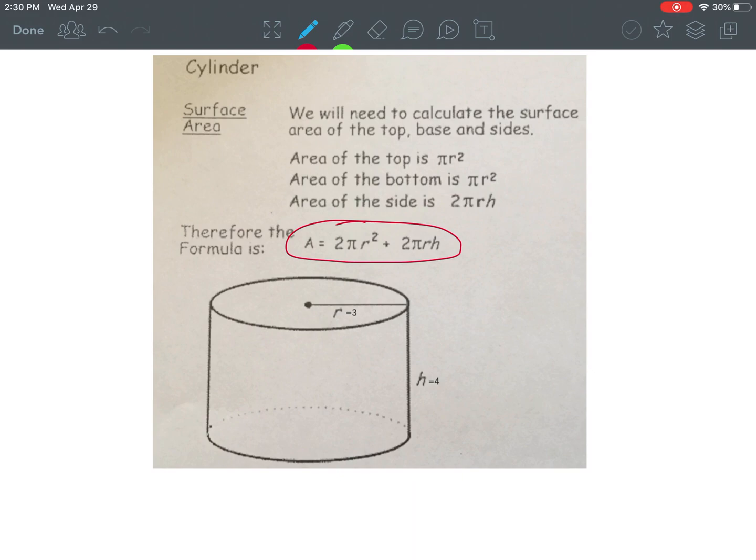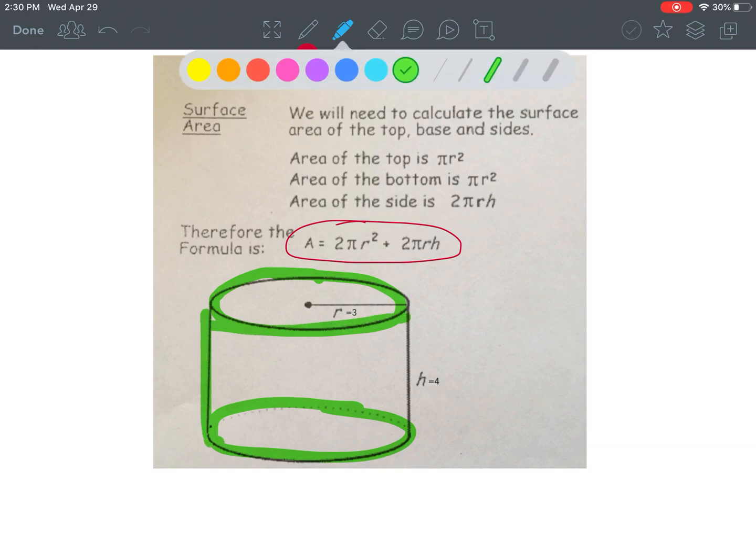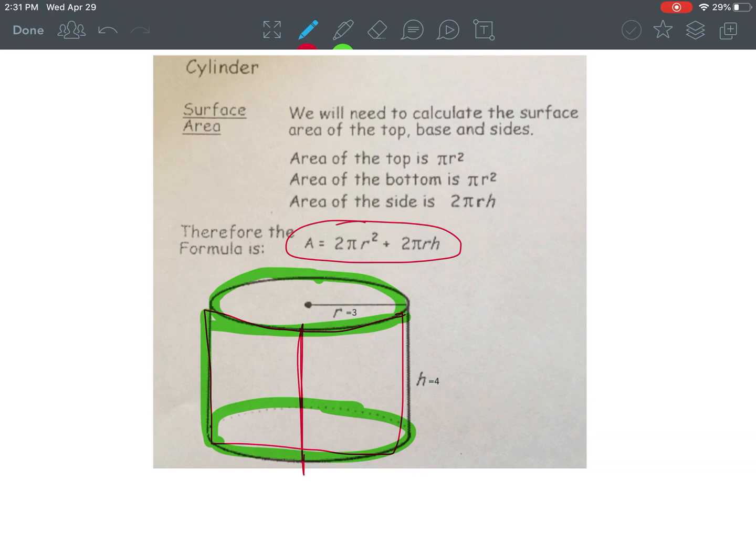So surface area is basically finding the area of each shape. If we look at our figure here, and I'll use this highlighter, a cylinder is made up of a circle on top and a circle on bottom. So we have two circles. And then we also have this shape in here, which basically is a rectangle. If we were to take that, going around the outside of the cylinder, cut it and then unfold it, we would end up having a circle on top, a rectangle, and then a circle on bottom. So that's what it would look like.